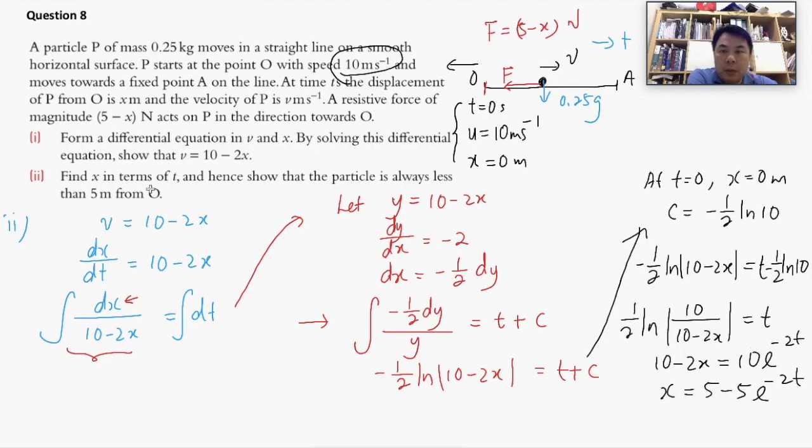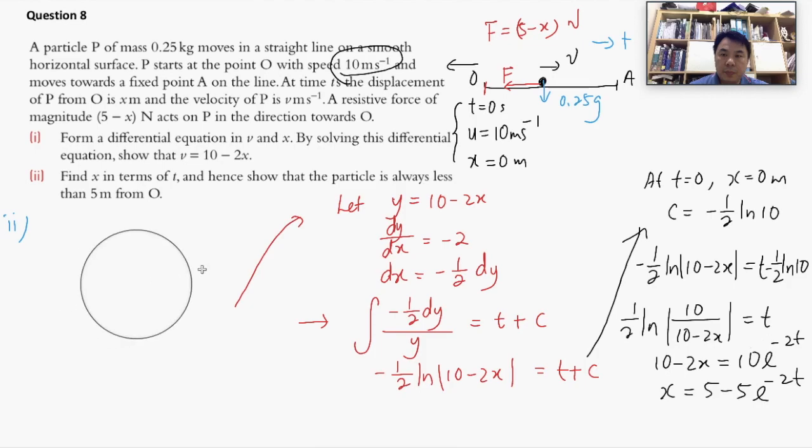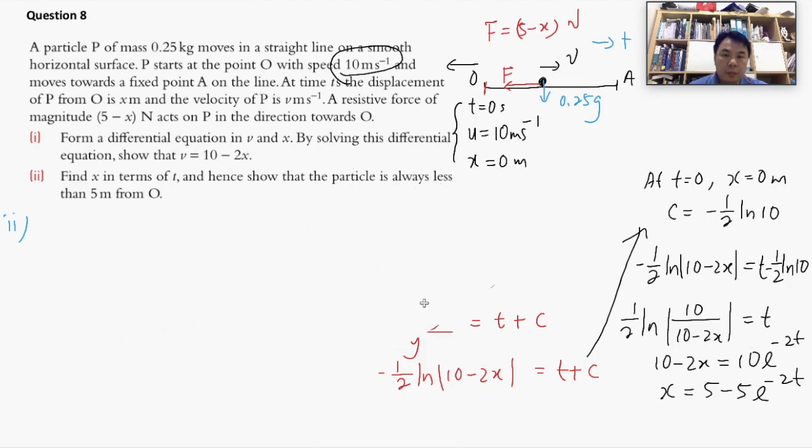And then lastly, they want us to show that the particle is always less than 5 meters from O. Always less than 5 meters from O. Okay, now I'm going to erase all this. Okay, we're going to work on this one here.